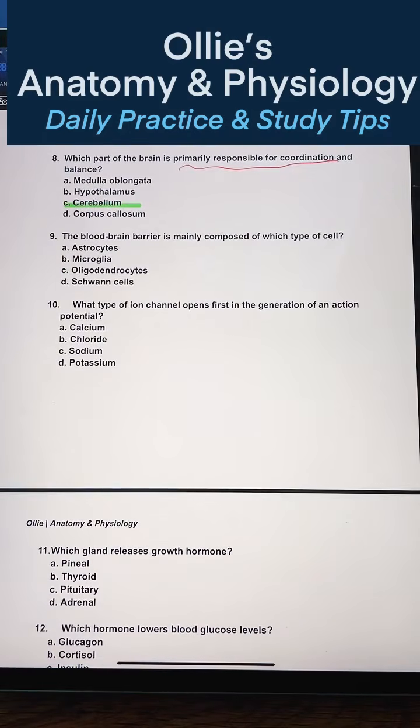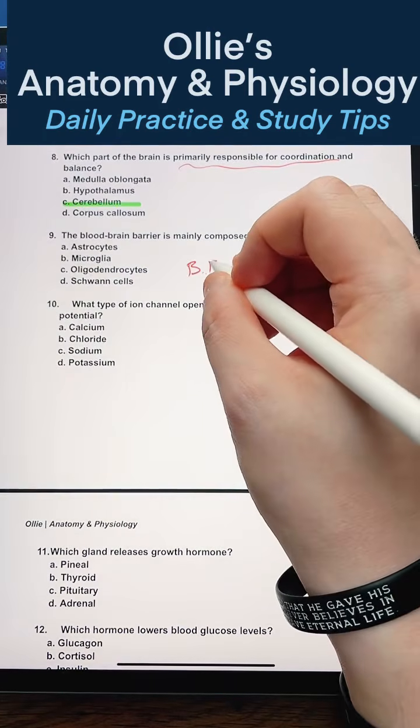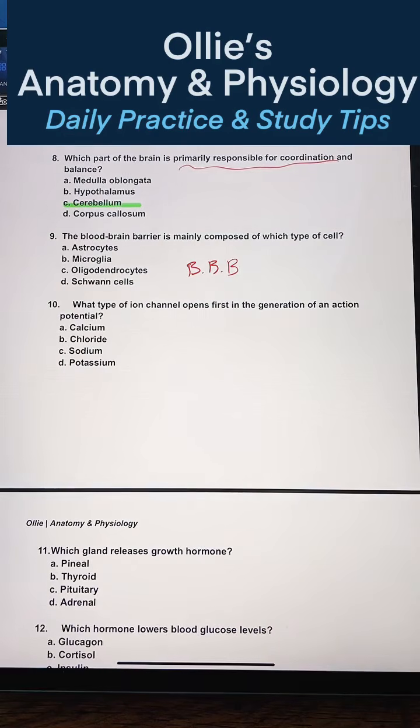Number 9, moving on to number 9, the blood-brain barrier is composed mainly of which type of cell? The fantastic and the wonderful BBB in anatomy and physiology and neurology and neuroanatomy and whatnot. What is the blood-brain barrier mainly composed of when regarding which type of cell? The medulla oblongata controls most of your vital functions like your breathing and your heart rate.